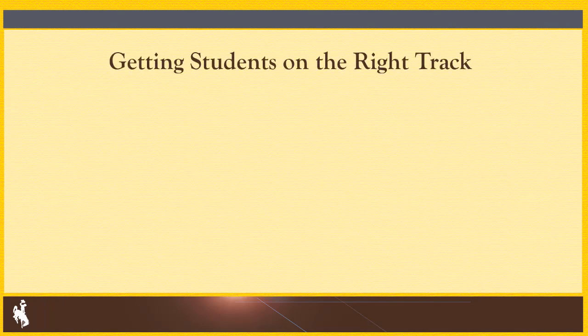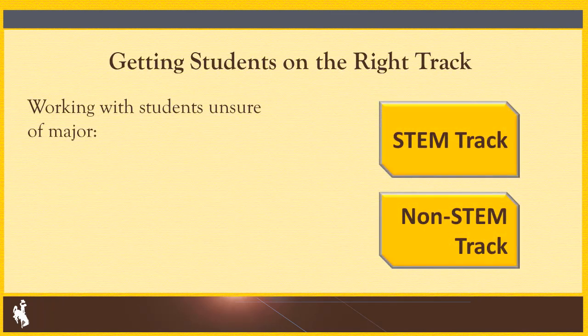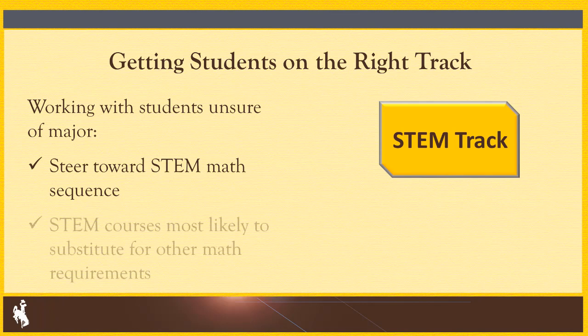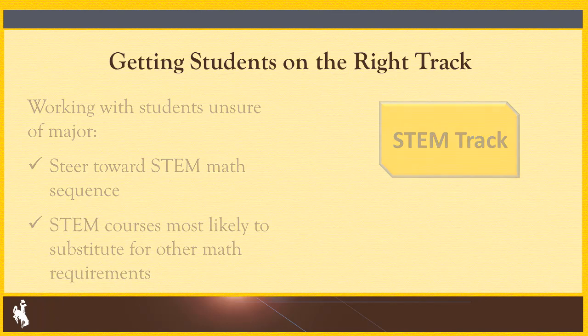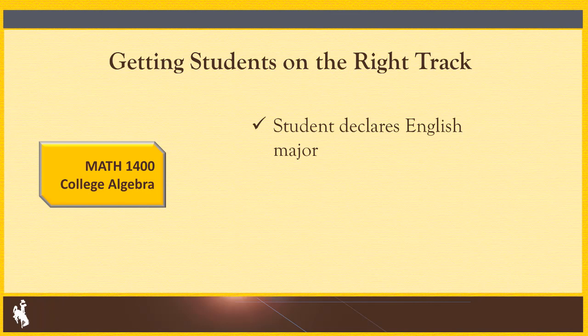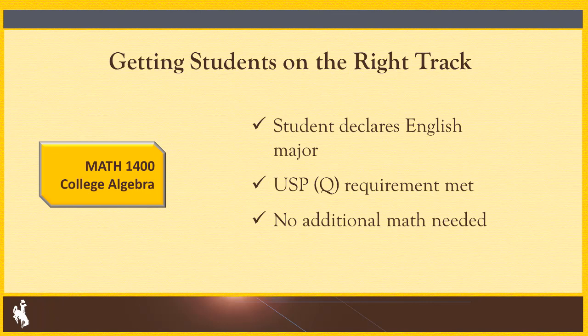If you are working with a student who is unsure of their major, best practice is to suggest they begin working on the STEM math sequence. Why? Because these courses are most likely to substitute in for other math requirements. For example, a student who takes Math 1400, college algebra, and then decides to declare a major in English will still have met their USPQ and will not be required to take any additional math. English will gladly accept the Math 1400 credit and will not require the student to also take Math 1000.